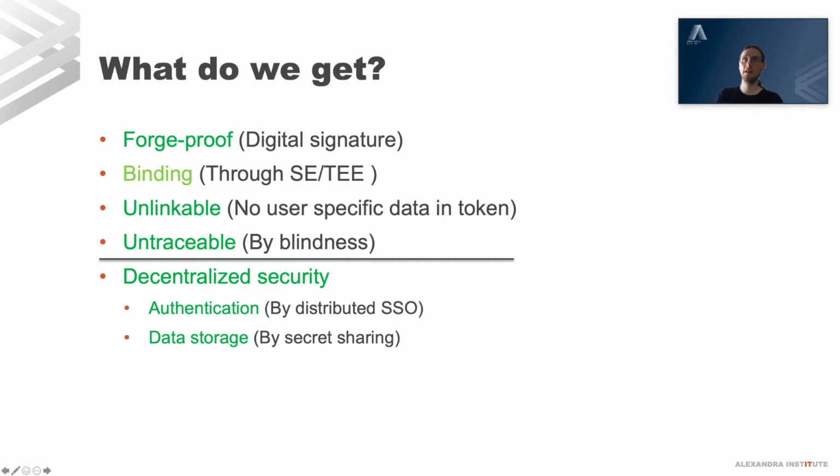But anyway, with all of this, we get a solution that builds on top of the standard digital signature approach that still keeps the forge-proofness, with a tougher binding. We get unlinkability and untraceability by the way we construct tokens and by using blind signatures, and we get decentralized security through the distributed SSO idea and secure data storage using secret sharing, such that the private data is only live during a specific authentication of a specific user.